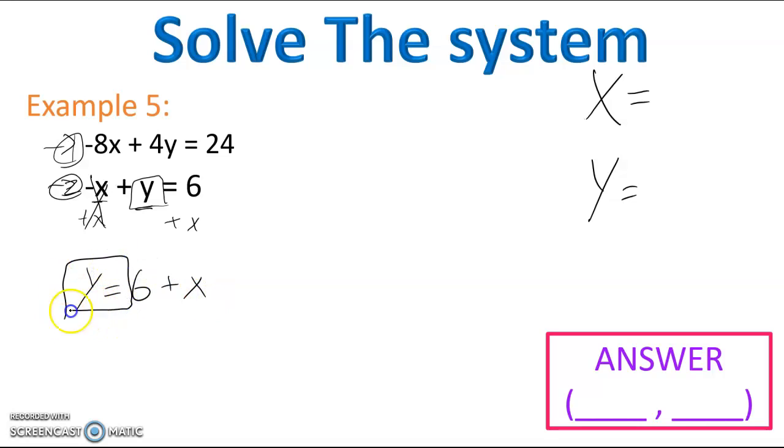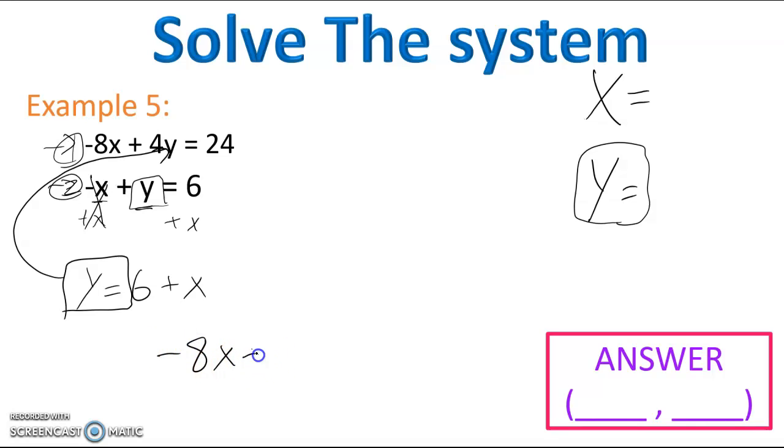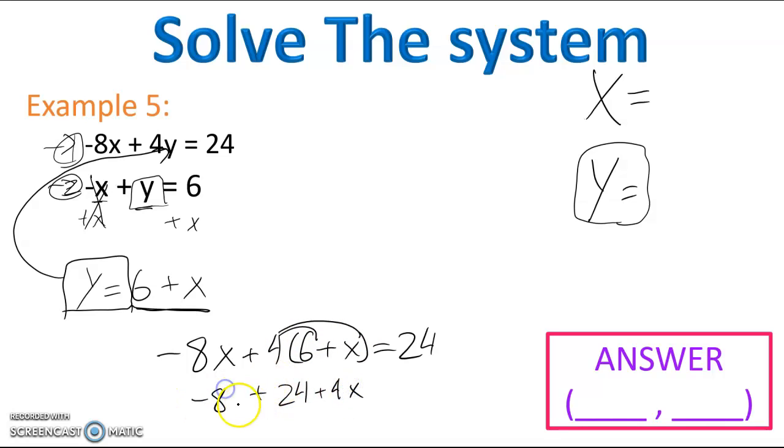So now I have that y is equal to 6 plus x, just like what I did over here. Now what we need to do is take this y and plug it in for all of our y's in our second equation. So I'm going to say negative 8x, I don't change my x's, plus 4, and instead of y, I'm going to substitute in my 6 plus x, is equal to 24. From there, we simplify out. 4 times 6 is 24, 4 times x is just 4x, plus a negative 8x is equal to 24.